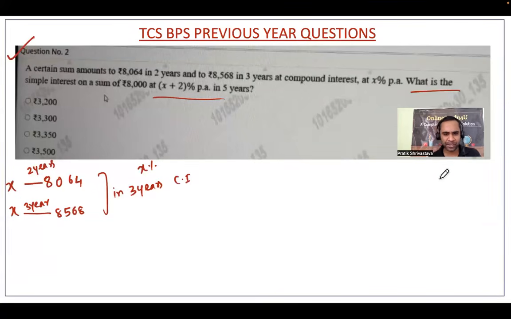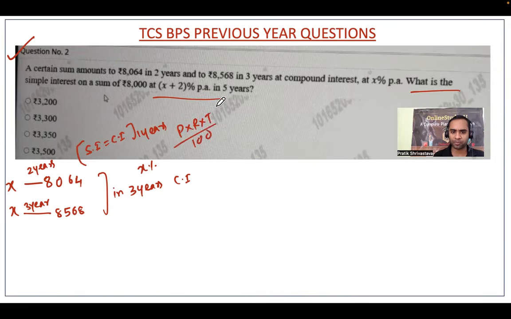Friends, here the concept is very, very important. If your concept is not clear, aptitude will always be very, very tough. Now, always remember, simple interest and compound interest for 1 year will be the same. For 1 year it will be the same. You can use the formula PRT by 100, no problem at all. See, in the simple and compound interest video under the course, I have explained how it will be the same.